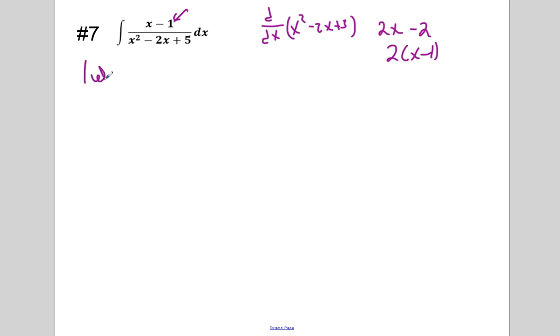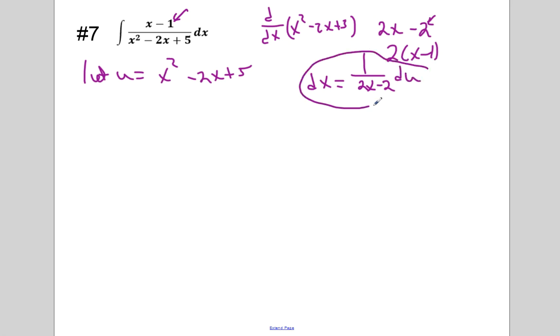So we're going to let u equal x squared minus 2x plus 5. That means when we solve for dx, we're going to have dx equal to 1 over 2x minus 2, which I just wrote right here. I could have factored out that 2, but I have to write the du right here. When I substitute for u substitution, I'm substituting for this, and for this. So I'm going to have this over u. These are going to cancel out when I factor out this 2.